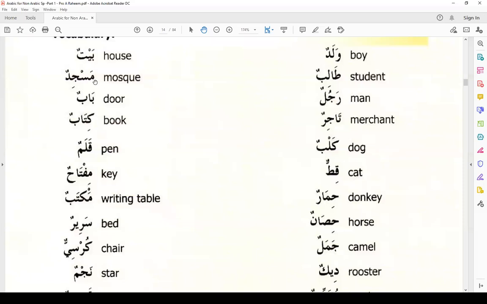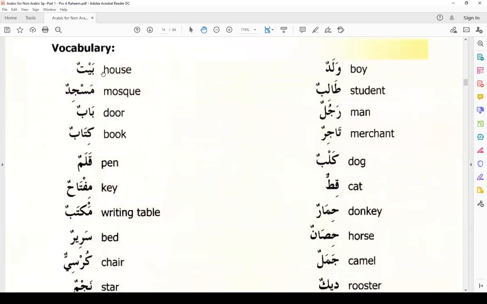Now, because in Arabic there are specific ways in which we join letters. There's an initial way, the middle, the ending, how we join the letters accurately. It's important. So quickly here you have Baitun, house. Once more, everyone say after me. Masjidun, mosque.